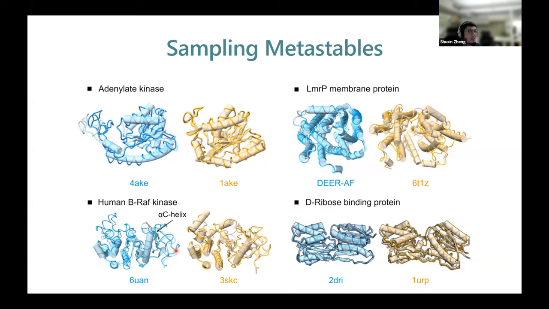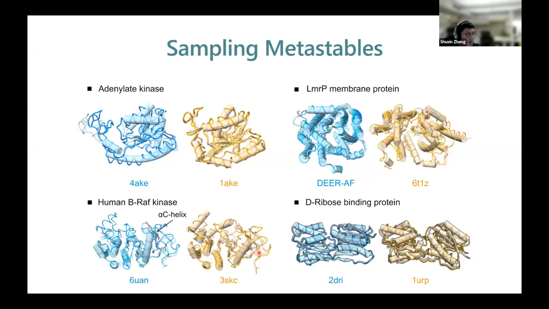Here, I want to emphasize two cases. The first one is this one, the human BRAF kinase, if you remember. AlphaFold2 failed in this case, right? It can only predict a middle state, but DIG can very easily sample both of the on and off states.